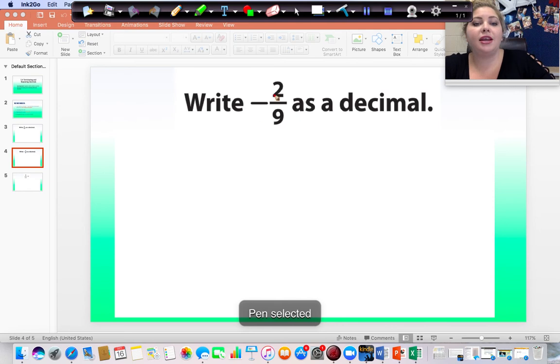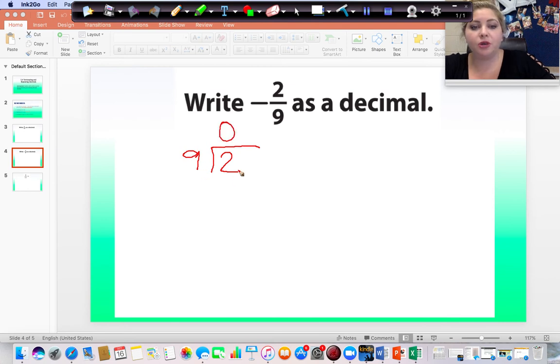Okay, now we've got -2/9. Again, we want to put the 2 in the house and divide by our 9, which is our denominator. 9 cannot go into 2, so we're going to put a 0, and then we need to put our decimal and annex a 0. 9 goes into 20 2 times. 2 times 9 gives me 18.